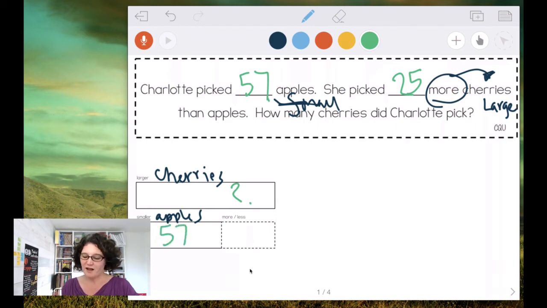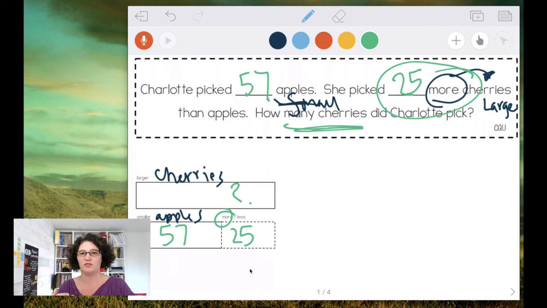And she picked 25 more cherries. So there's that more part, 25 more. And so now we have to find out how many cherries, since that's what we're solving for, how many cherries did she pick? And this becomes a simple addition problem. Oops, dropped the pen. A simple addition problem of 57 and 25.